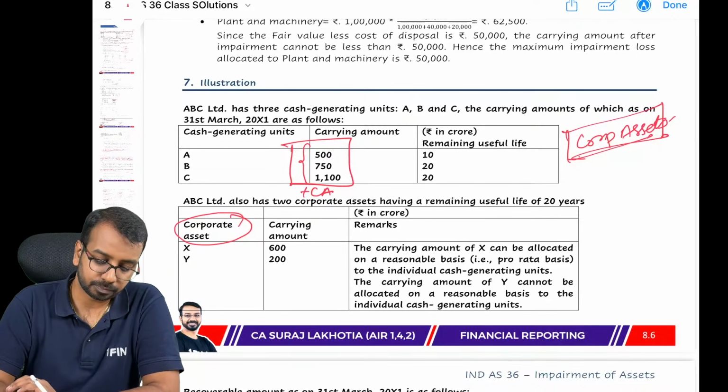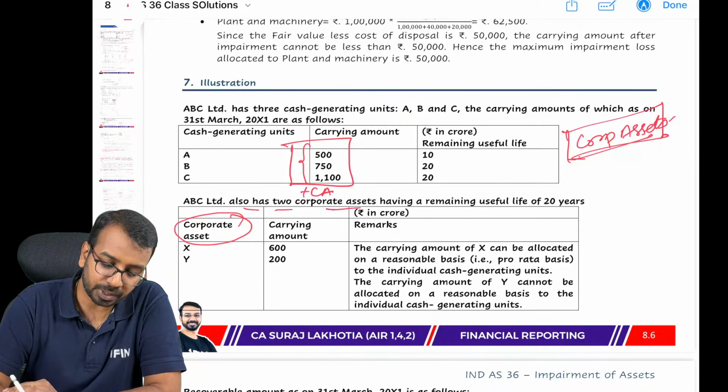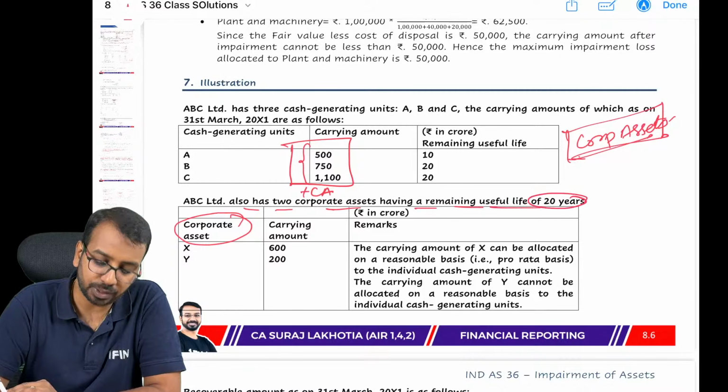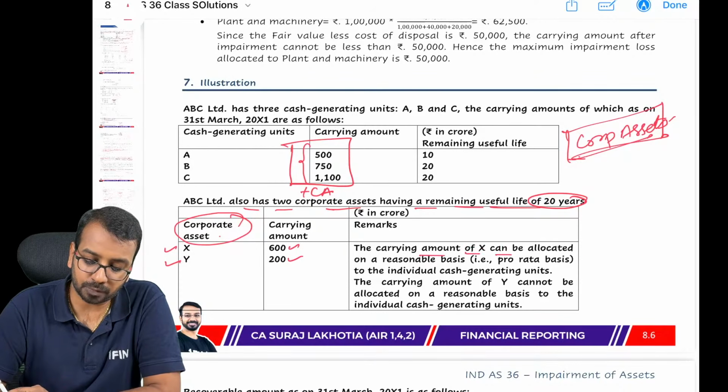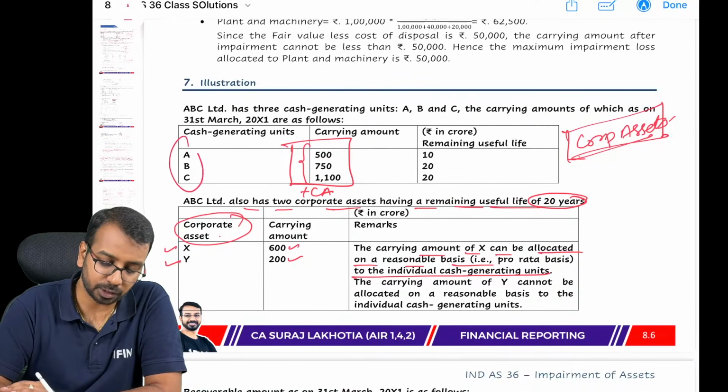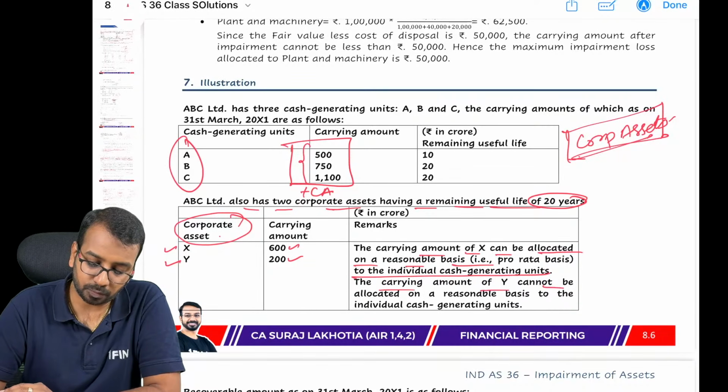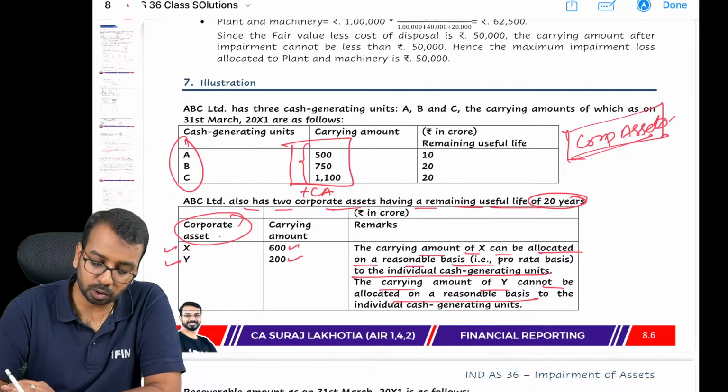Okay, so ABC has two corporate assets having a remaining useful life of 20 years. Corporate asset X, corporate asset Y, 600, 200. Carrying amount of X can be allocated on a reasonable basis to the individual CGU. So we can do this. Carrying amount of Y cannot be allocated.